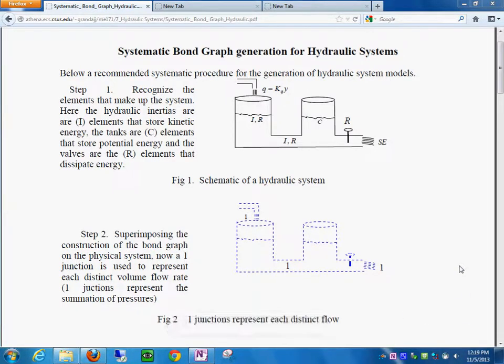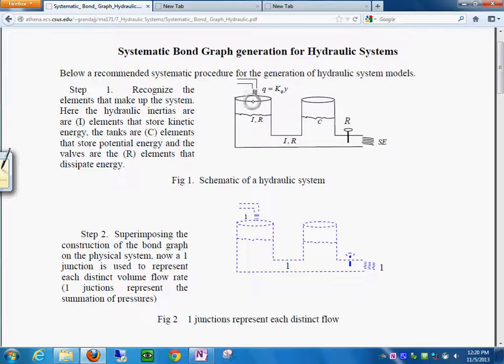We're going to see the systematic bond graph generation for hydraulic systems. Here you're going to see a simple example that has a couple of tanks, and it has a water outlet here, and it has a valve here, and it has a source of flow here.